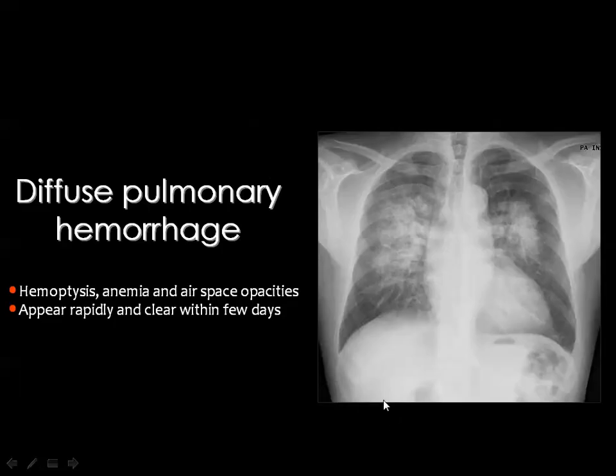Then we came to the pulmonary hemorrhage. Pulmonary hemorrhage is one of the causes of alveolar opacities in the lung. Some patients may complain of hemoptysis. They may have anemia because of the bleeding into the lung and the airspace opacities. The opacities usually clear rapidly, but not as rapidly as in pulmonary edema. Edema clears more rapidly compared to the hemorrhage.